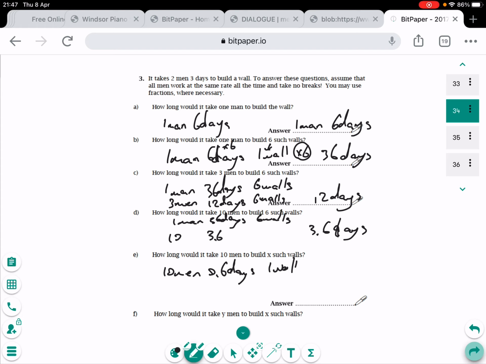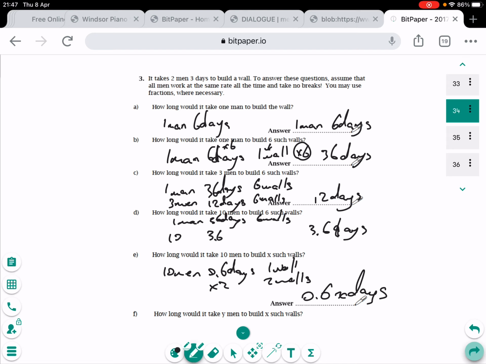So let's say X was 1. So therefore, if that was 2 walls, we would need to times that by 2 too. Because that's proportional. So that's 0.6x days. That's our answer for this one.